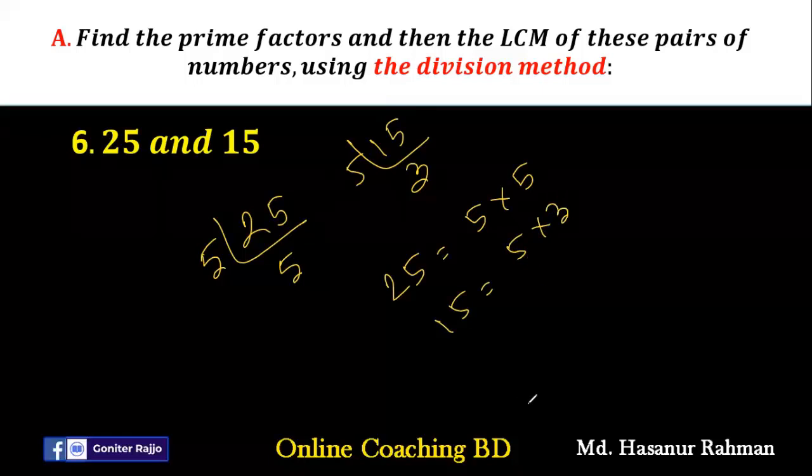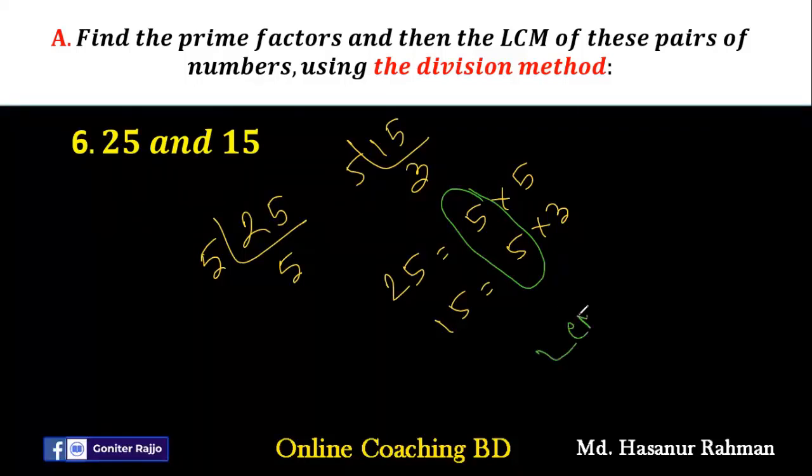Now we have to find out our common factor. So this 5 is common in both numbers. So what will be our LCM? LCM will be 5 multiplied by 5 multiplied by 3. So 5 5s are 25, 25 3s are 75, and that will be our LCM.